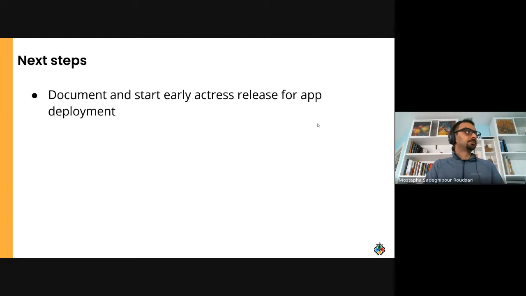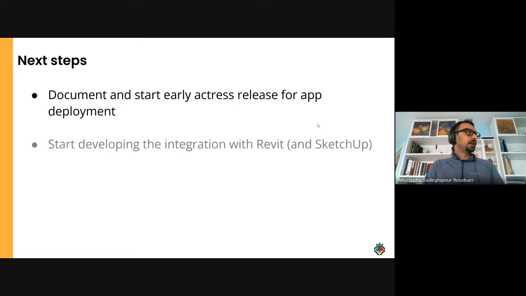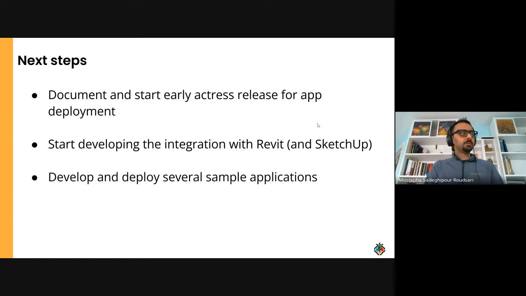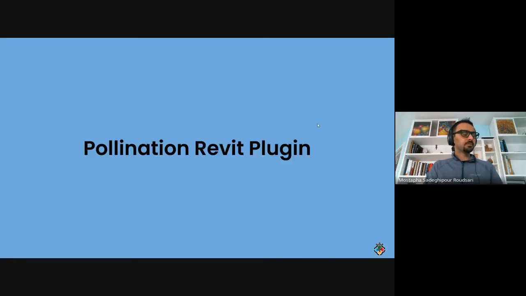Next steps. We will document and start an early access release for app deployment very soon. And then we start developing with Revit. And SketchUp, as I said, is something that we have been working on. And then deploy several apps so you don't have to start from scratch.